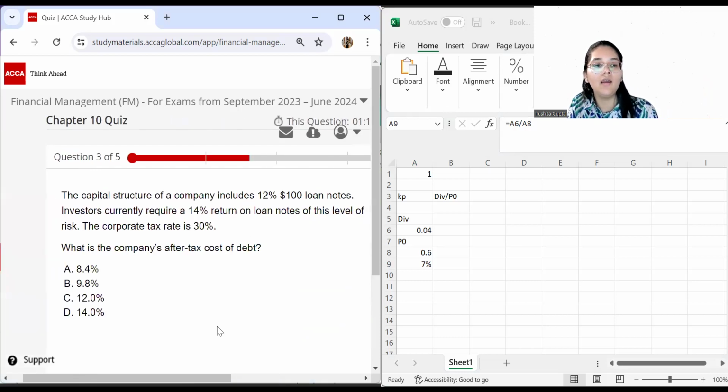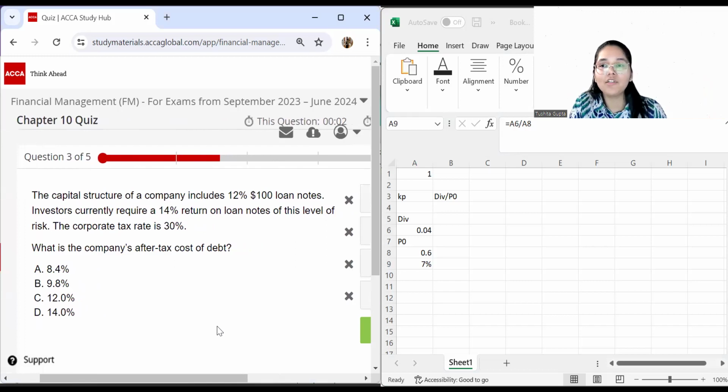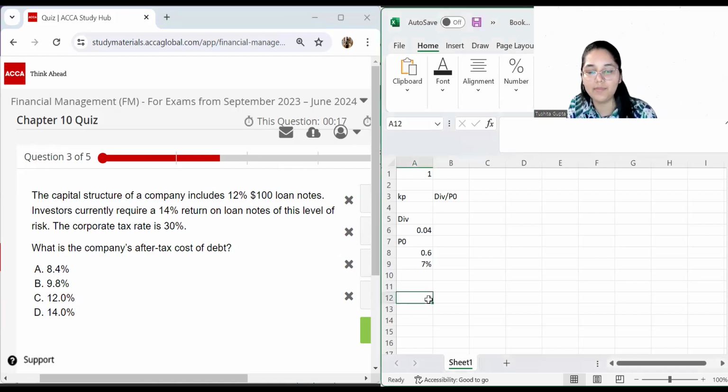Let's move ahead. Now, question 3 says the capital structure of a company includes 12% $100 loan notes. Investors require a 14% return on loan notes of this level of risk. Corporate tax rate is 30%. What is the company's after tax cost of debt? So this is pretty simple.